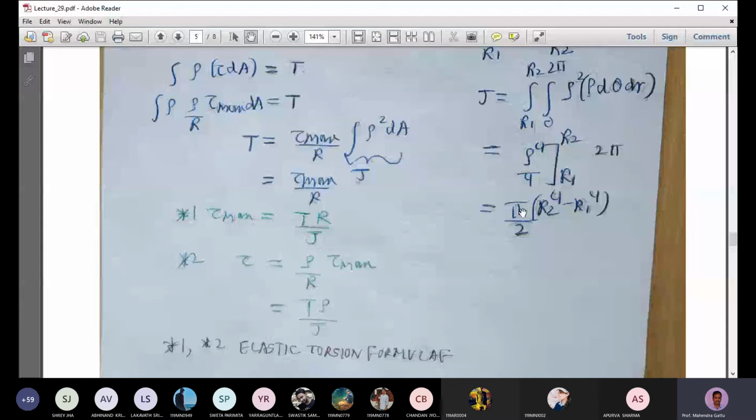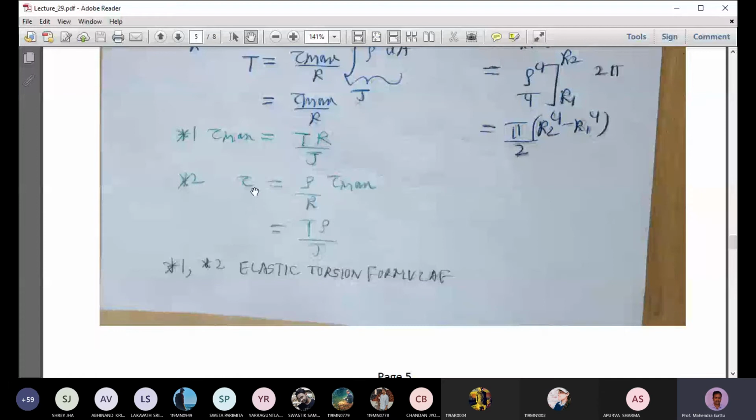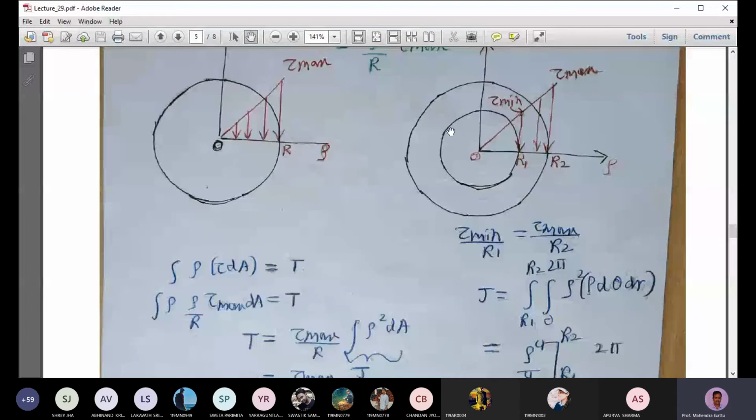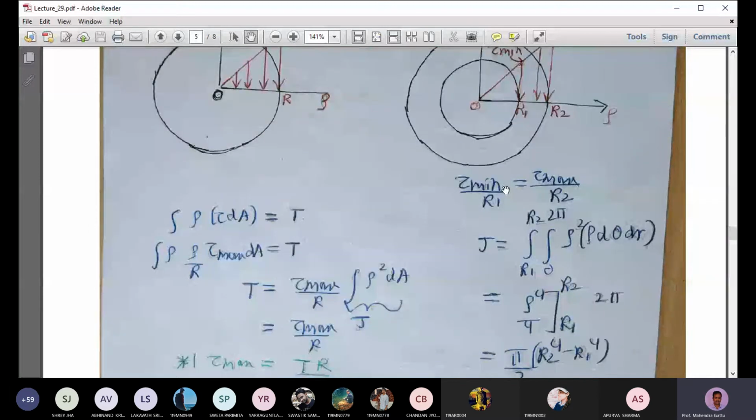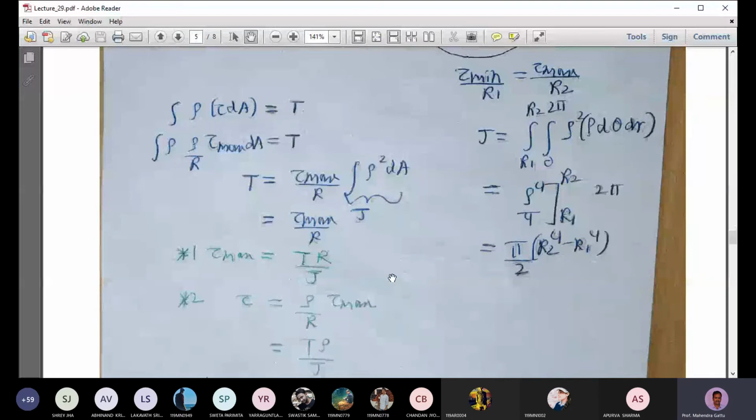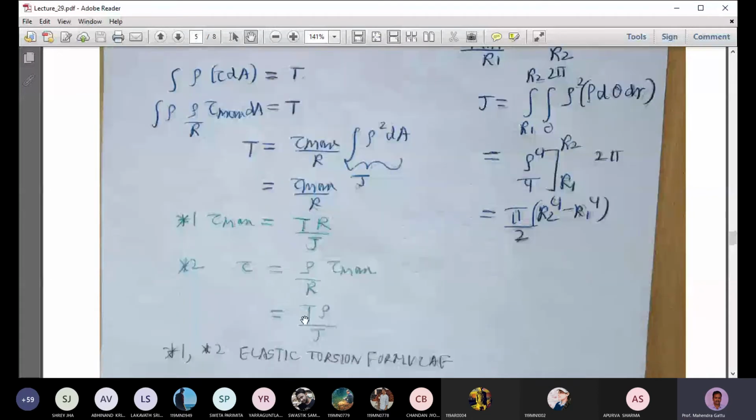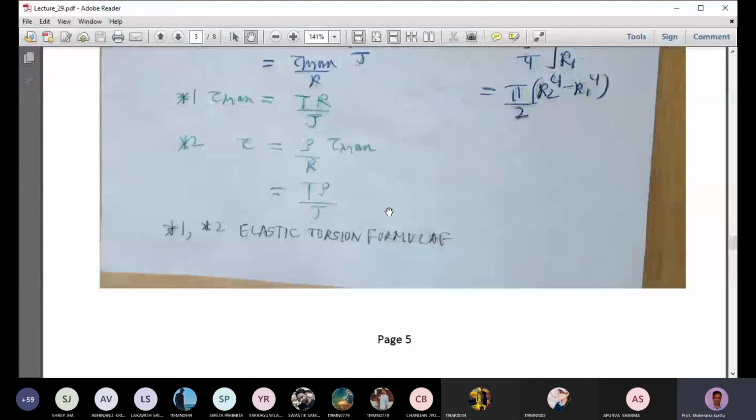So once we know the J value, we can just put it in this expression for shear. So shear stress will be tau equals T rho by J. So here rho limits are from R1 to R2 because there is no material in the interior. Less than R1, there is no material there. So when you're doing a hollow section, we just have to modify the J value, and the rest of the elastic torsion formula we can apply directly.